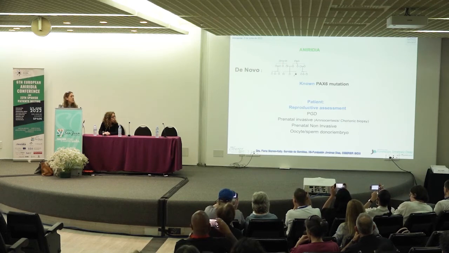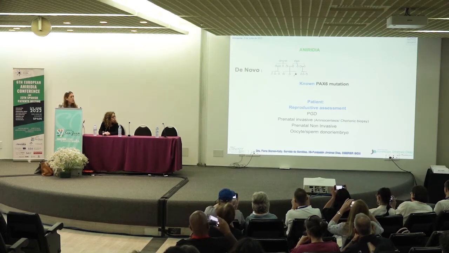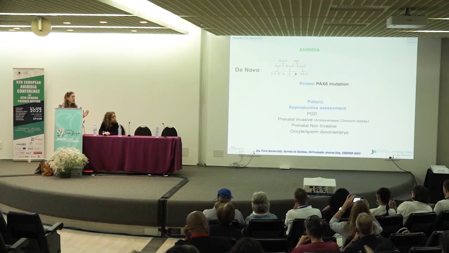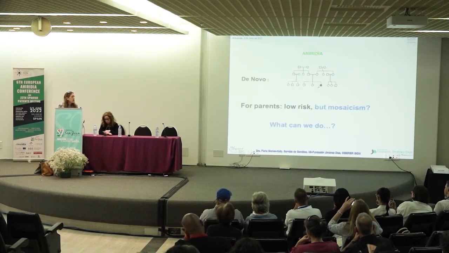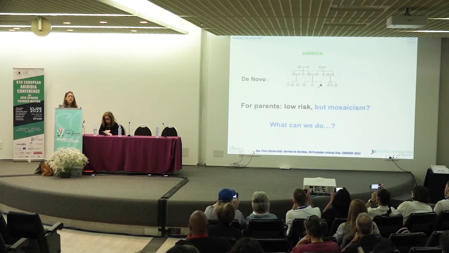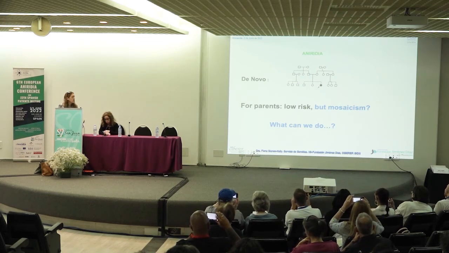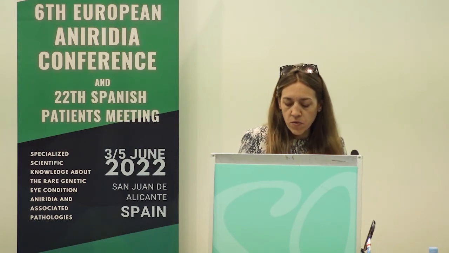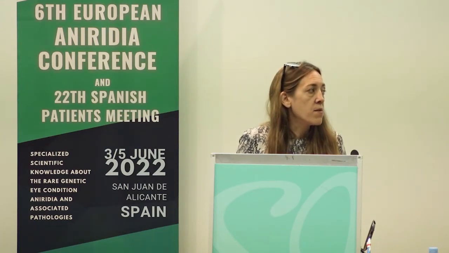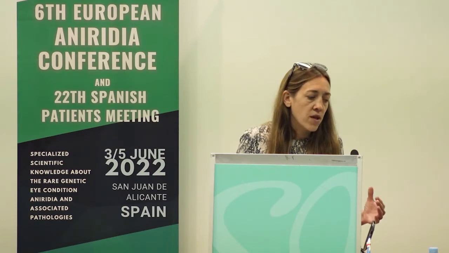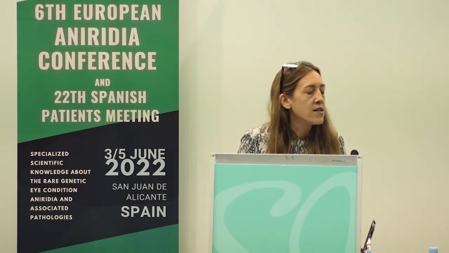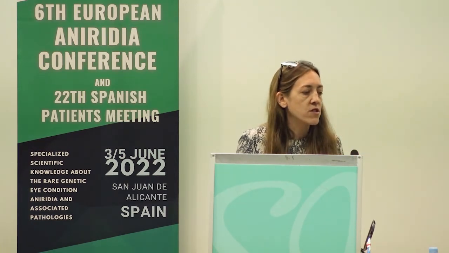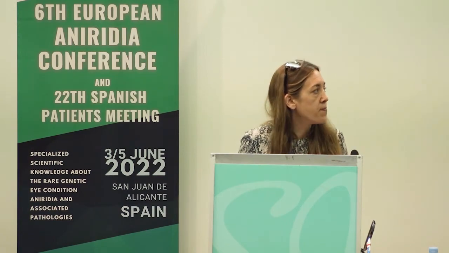So as it happens with the familial cases, when we know the mutation, we can provide the patient with reproductive assessment, and we can also provide assessment to the parents, because we know that the risk of recurrence is very low, but it's not zero, and we always doubt about mosaicism, which means that maybe some of the cells in one parent do present the genetic anomaly, but as it's not in all of their cells, and maybe it's not in the eye cells, they don't manifest the disease.